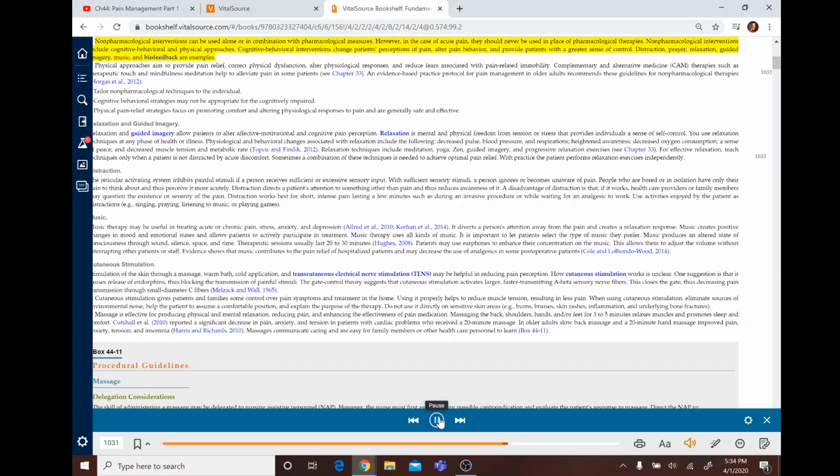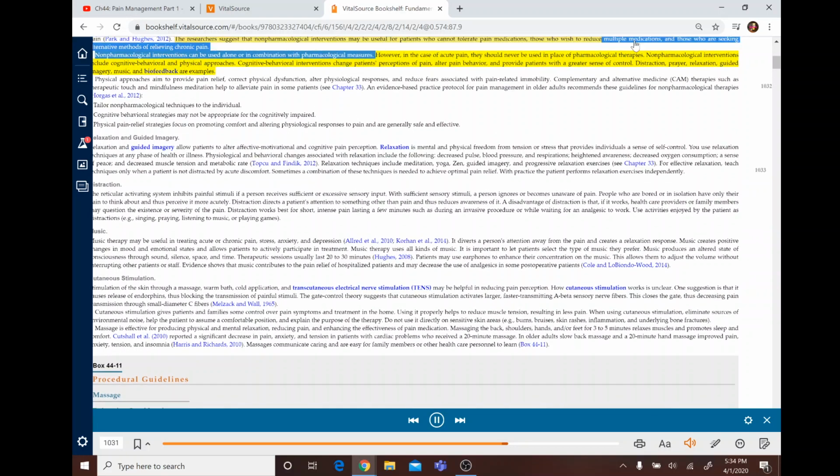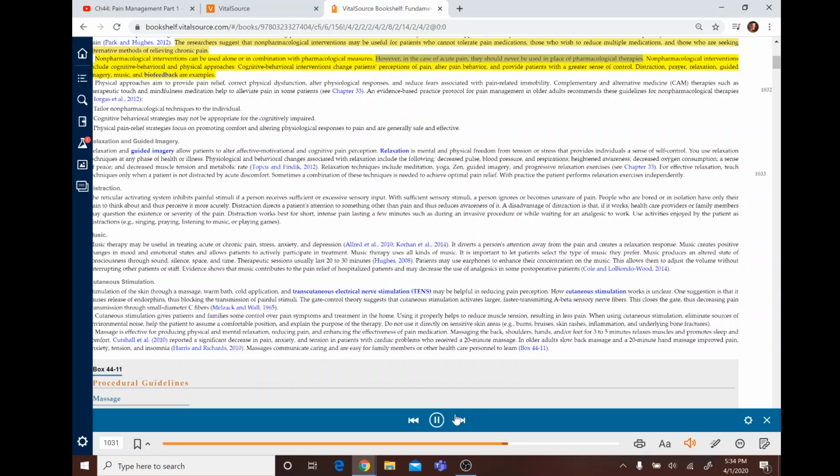Non-pharmacological interventions can be used alone or in combination with pharmacological measures. However, in the case of acute pain, they should never be used in place of pharmacological therapies. Non-pharmacological interventions include cognitive behavioral and physical approaches. Cognitive behavioral interventions change patients' perceptions of pain, alter pain behavior, and provide patients with a greater sense of control. Distraction, prayer, relaxation, guided imagery, music, and biofeedback are examples.